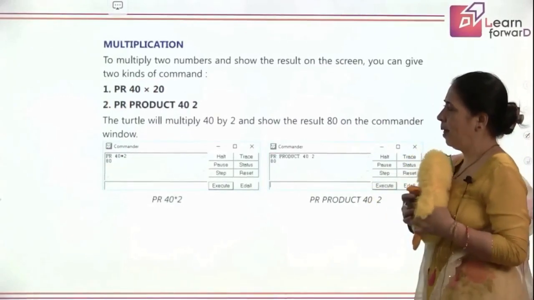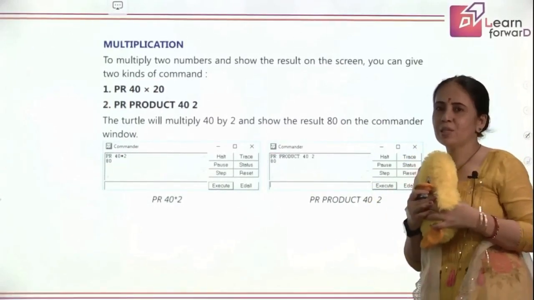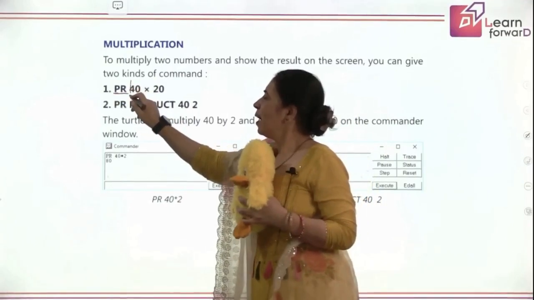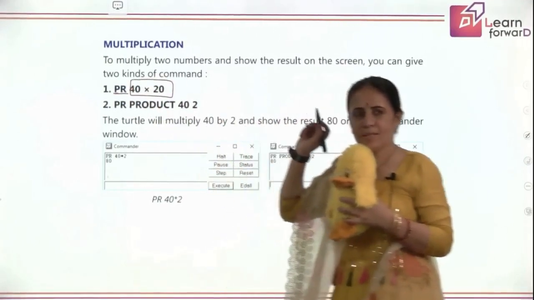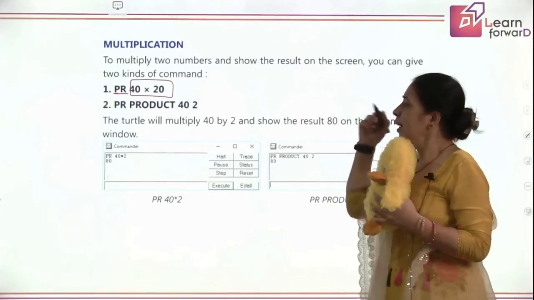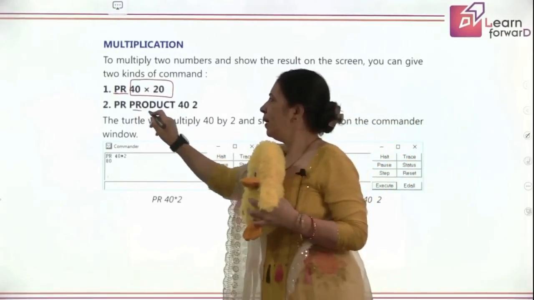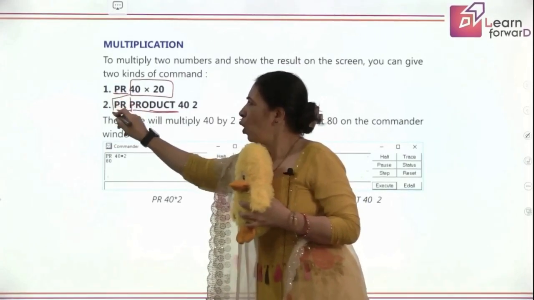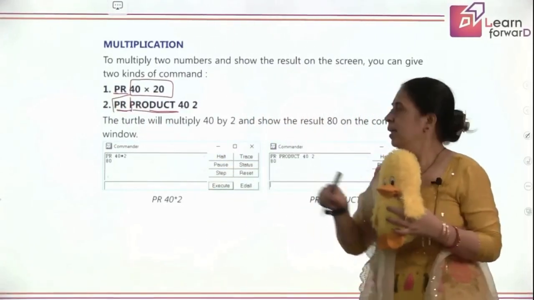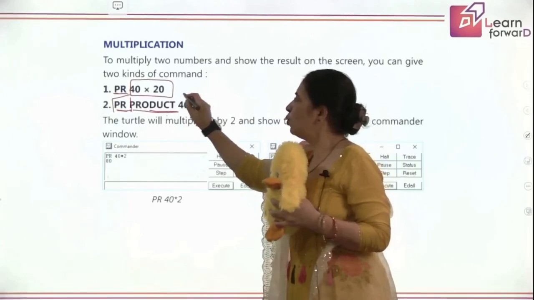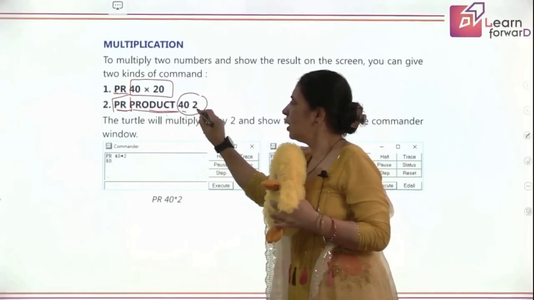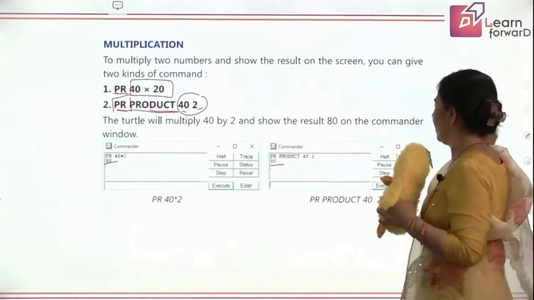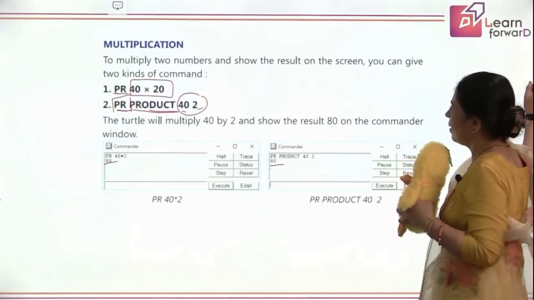Got it? We have another command, that's product. So to find the product, we write PR, this product of two numbers comes there. And it could be done in another way by writing the word product after PR. So PR is always there to print, then product of two numbers. You mention the numbers, the product comes here. So see, in both the cases, we get the same result.